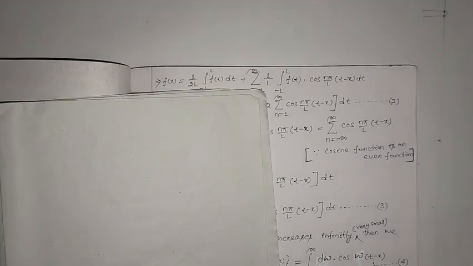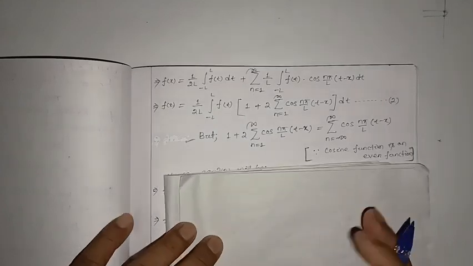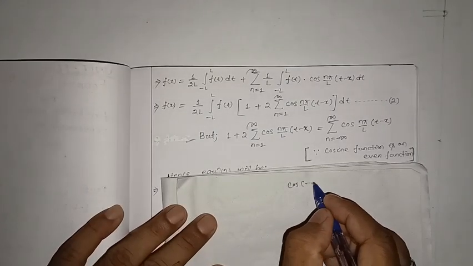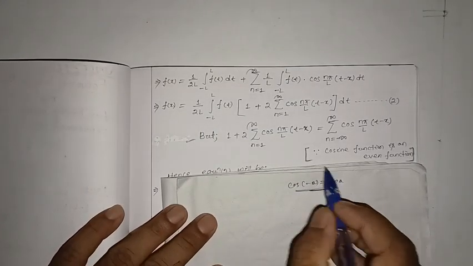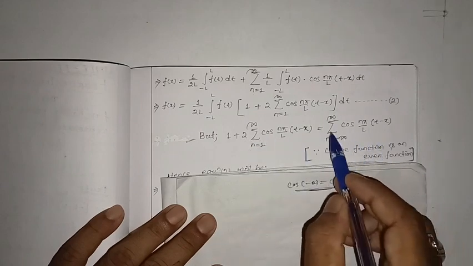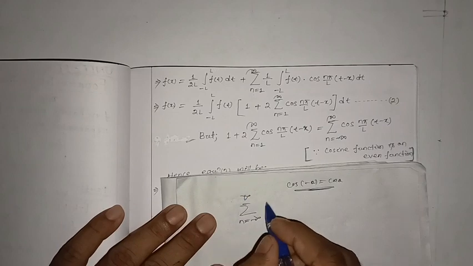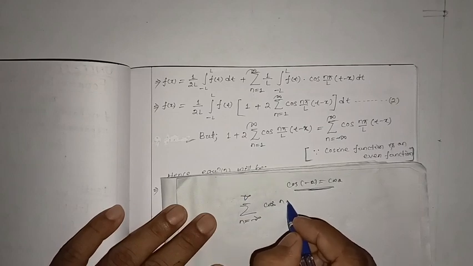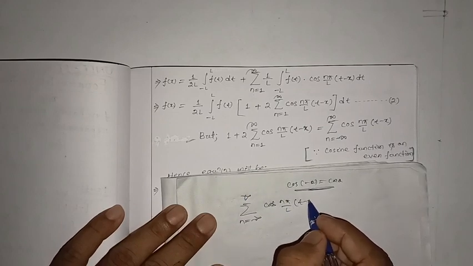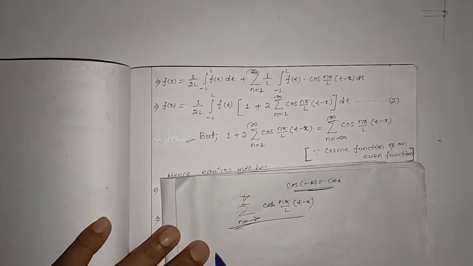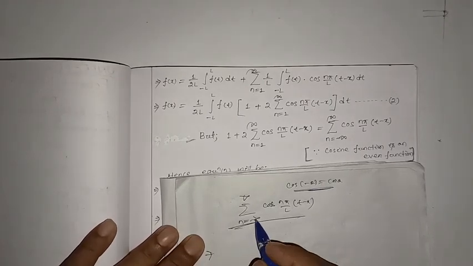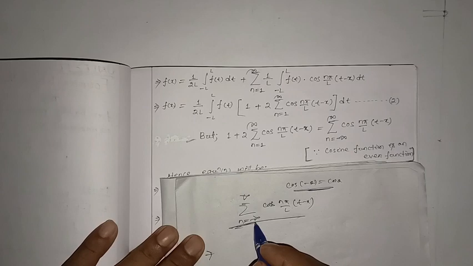How is it? Already we know that cos x is an even function, that means cos(-theta) equals cos(theta). So concentrate over here: summation over n equal to minus infinity to infinity of cos(n pi by L into (t minus x)). If I expand this, suppose we are going to consider minus 4 to 4.